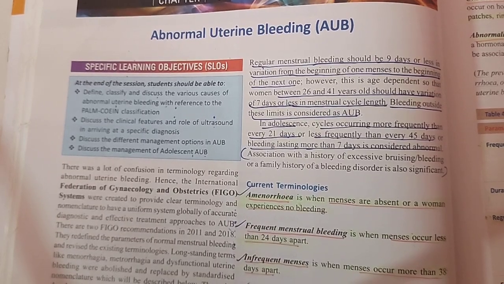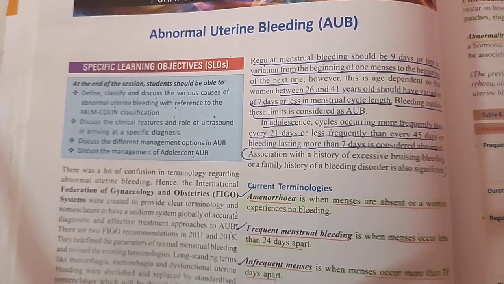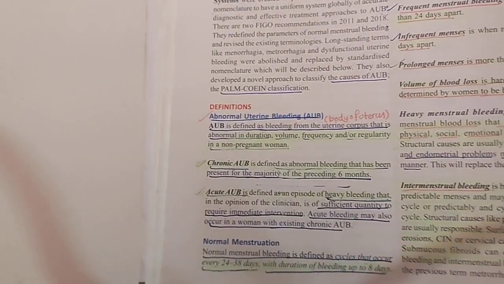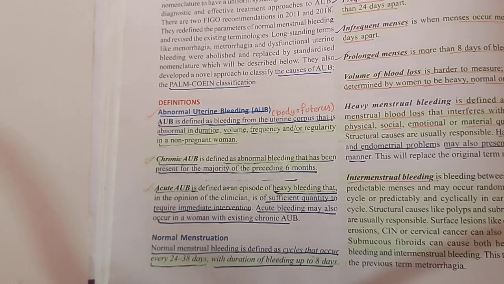So today we are going to study abnormal uterine bleeding, or atypical uterine bleeding. First, you should study the definition of abnormal uterine bleeding. Abnormal uterine bleeding is defined as bleeding from the uterine corpus, that is, bleeding from the body of the uterus.